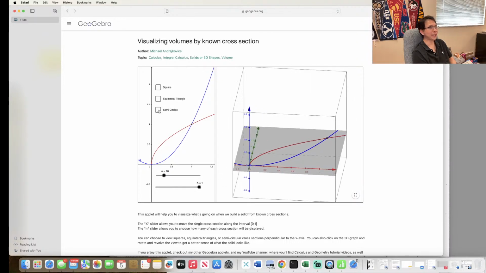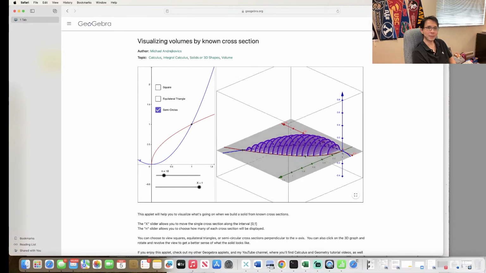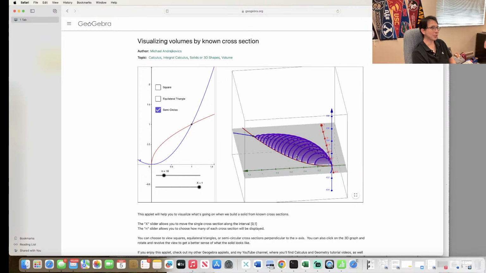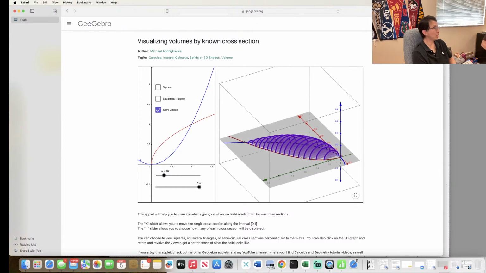Okay, so let's check out the semicircle. This semicircle looks probably like a slug, or like a silverfish. Have you seen a silverfish? What do we do with this?